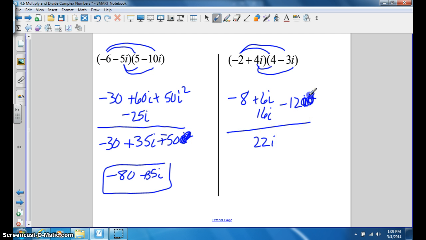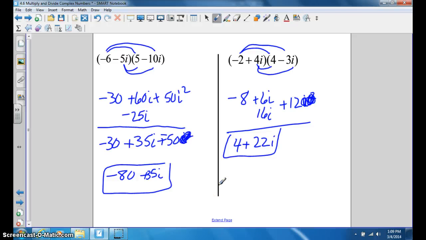This becomes a positive 12, so we have a positive 12 and a negative 8, which gets us a 4. So 4 plus 22i. So we'll just distribute, collect like terms, and then put it in standard form.